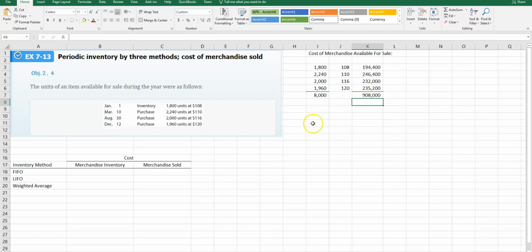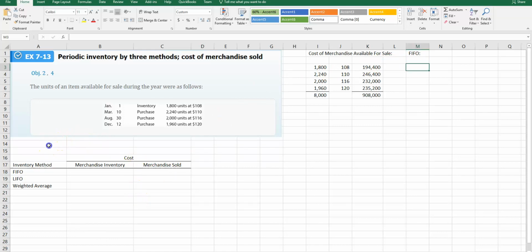So let's go ahead and work on FIFO first. Let me just put FIFO right here. We can approach this a couple different ways. I'm going to first calculate the cost of the remaining merchandise inventory. Under the FIFO basis, that means that the first things that we had are the first ones to go out. First ones purchased, first ones sold. That means that our ending inventory then has to be made up of the more recently purchased items.